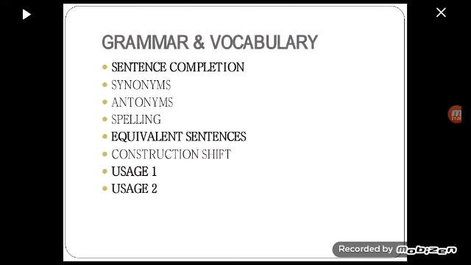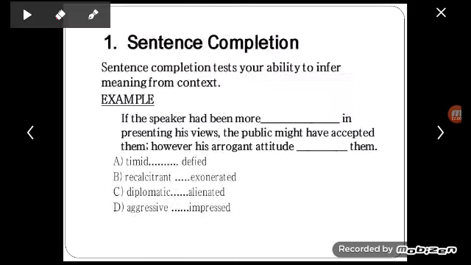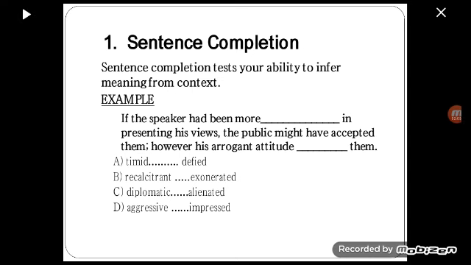Some of the concepts that you'll be acquainted with in the discrete 25 items are sentence completion, synonyms, antonyms, spelling, equivalent sentences, construction shift, usage 1 and usage 2. Let's look briefly at how we go about analyzing sentence completions. Here on the screen you see an example.